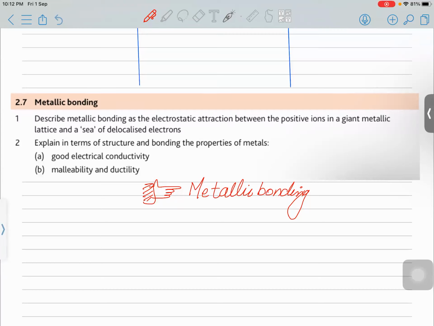Now read group 2. Sir, for group 2, it's beryllium, magnesium, calcium, and then strontium, barium, and radium. Exactly. All of these are metals, so they have metallic bonding. So group 1 and group 2 both have metallic bonding. Are you getting my point or not? Yes, sir.